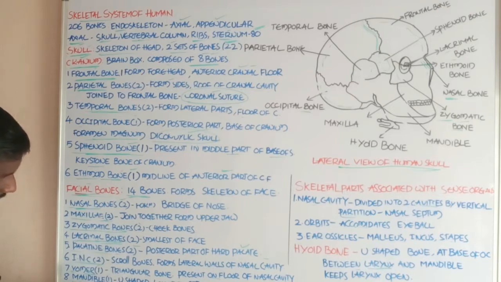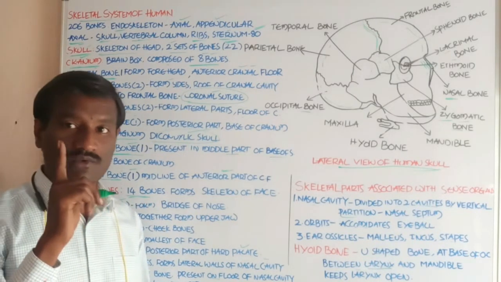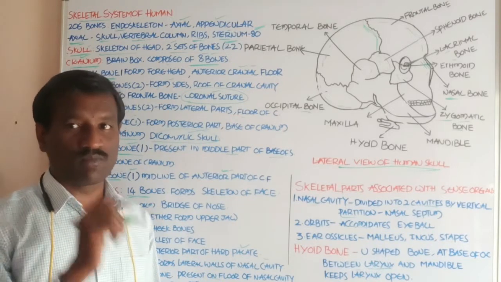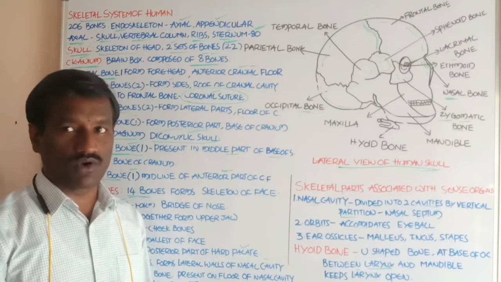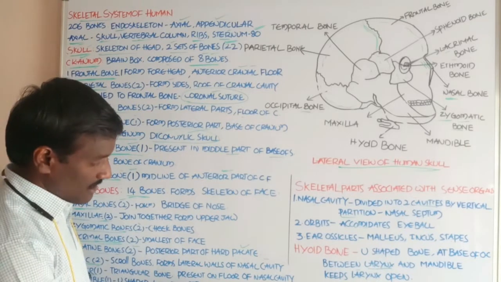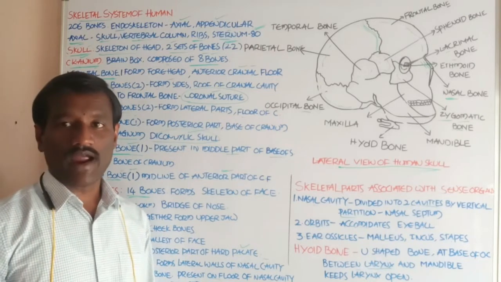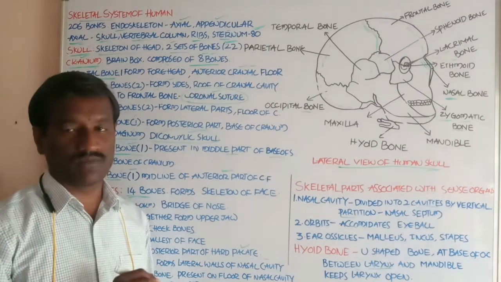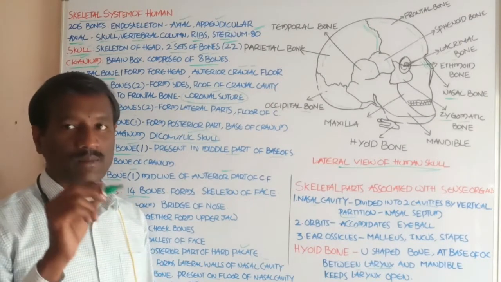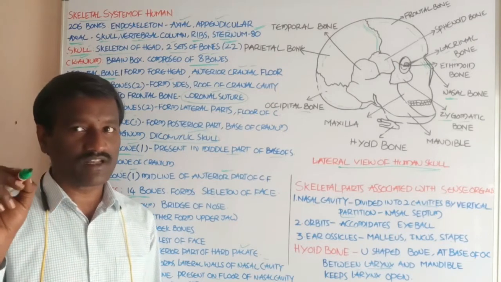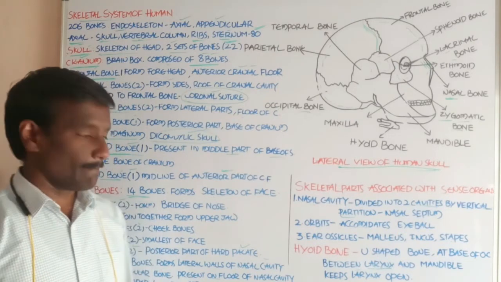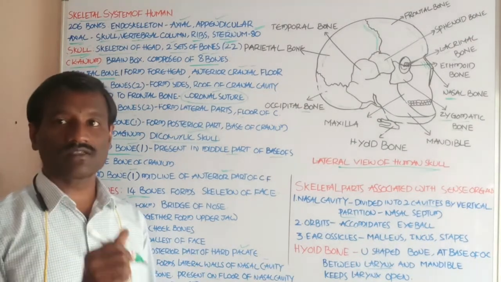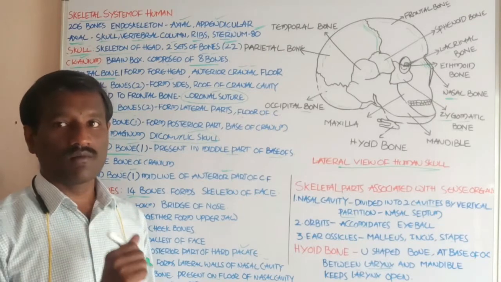Next, the eighth one is the mandible. The mandible is only one in number. It is a U-shaped bone and the longest bone. It is the strongest bone and the only movable bone in the cranial region, except the ear ossicles present in the middle ear. That is about the mandible: U-shaped, longest, strongest, movable bone.